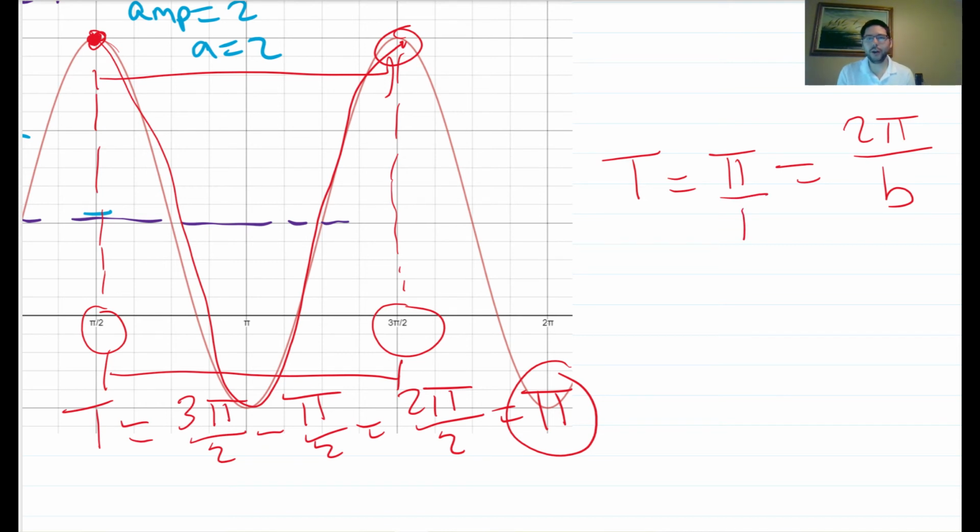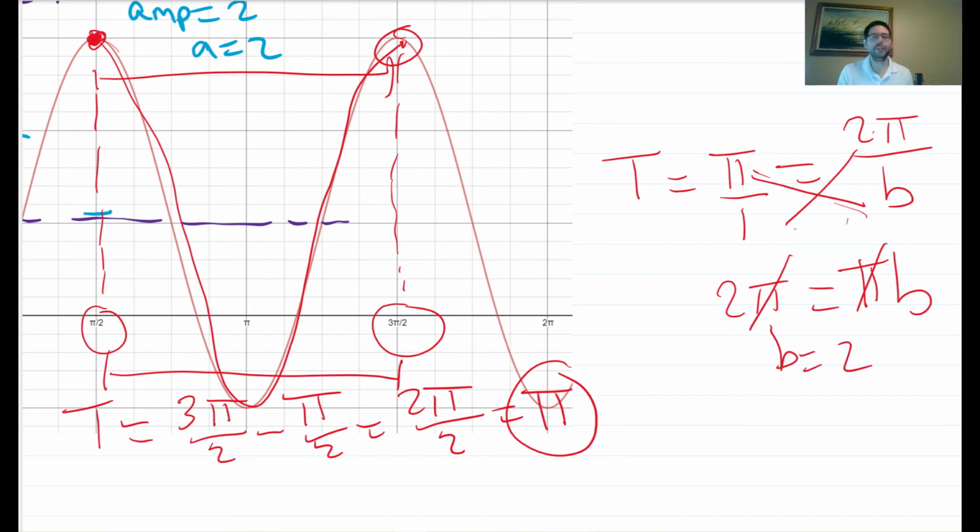Let's put pi over 1, and then we'll cross multiply. So 2 pi times 1 is 2 pi. Pi times b is pi times b. And there's my equation. So notice that the pi's cancel, leaving me with b equals 2. So the b has to be 2.